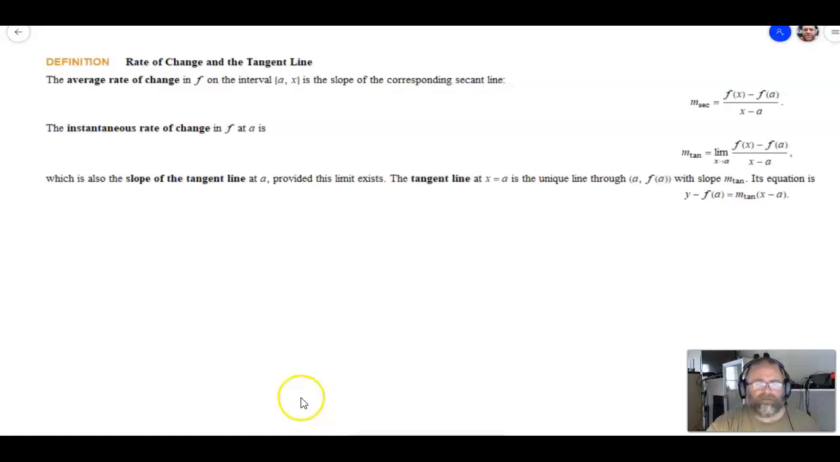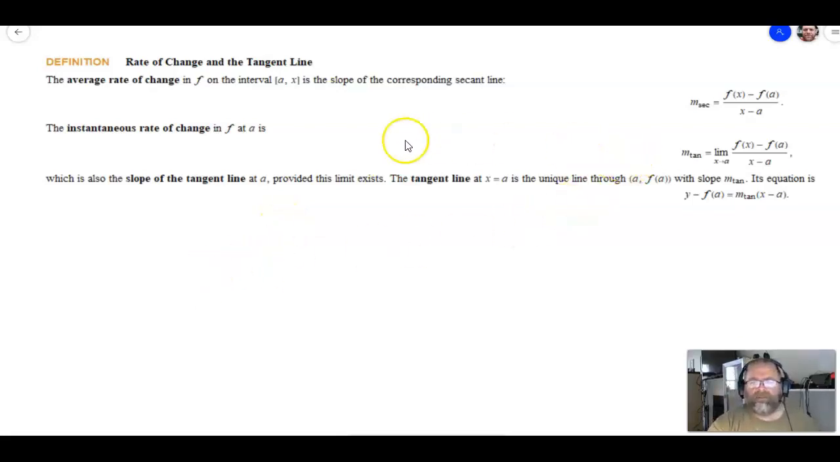Hey everybody, this is Mr. Beckstrom, and today we're going to take a look at section 3.1, and here we're actually going to introduce the idea and definition of the derivative using all of this limit information and rules that we have discovered and found so far in chapter 2.